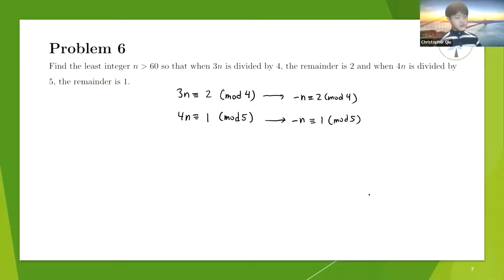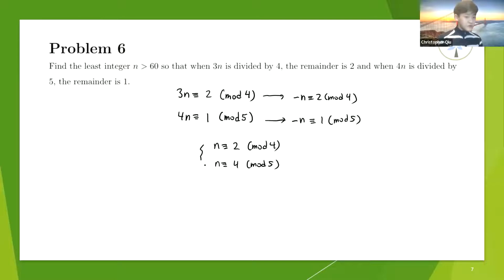What this means is that negative n gives remainder 2 when divided by 4, and also negative n gives remainder 1 when divided by 5. We can rewrite these as n is congruent to negative 2, which is congruent to 2 mod 4, and n is congruent to negative 1, which is 4 mod 5.